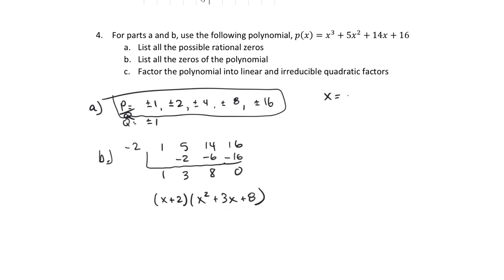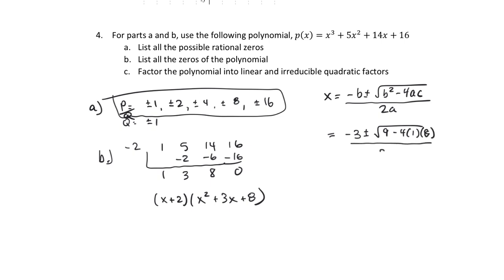So the quadratic formula is the opposite of b plus or minus the square root of b squared minus 4 times a times c, all over 2a.